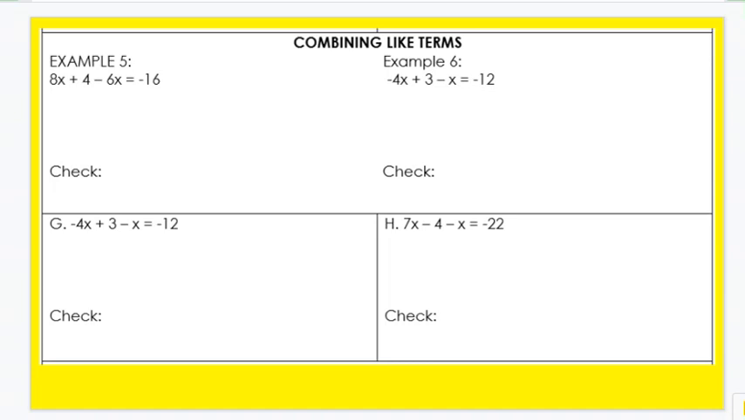Combining like terms. Example 5 and example 6. Go ahead and write these two problems down on your paper, and we're going to solve them. So this is adding a new step, which we'll also find on our foldable.